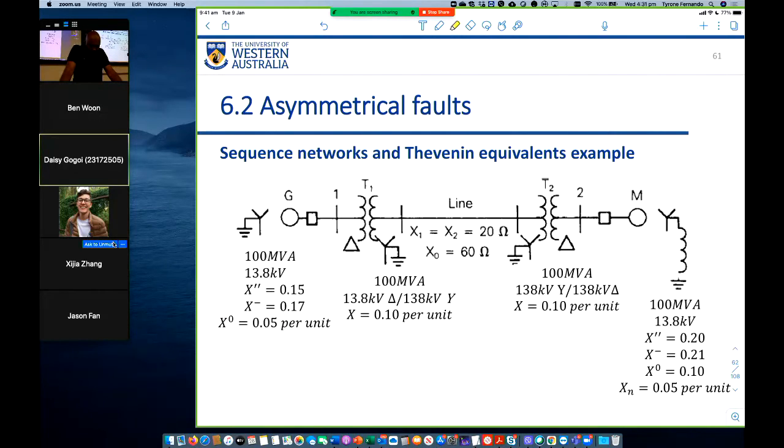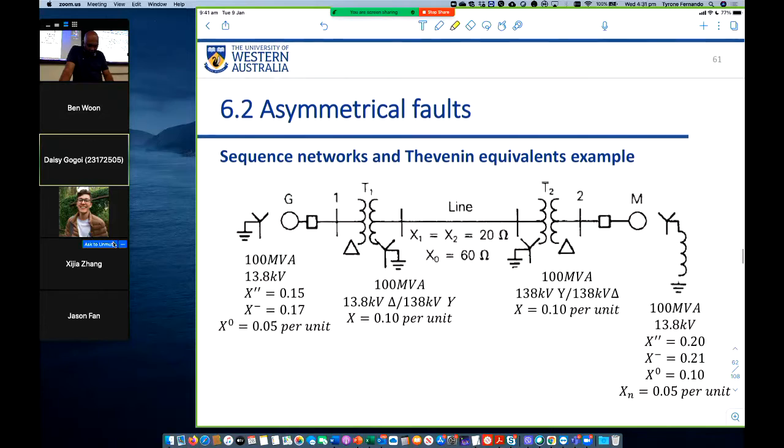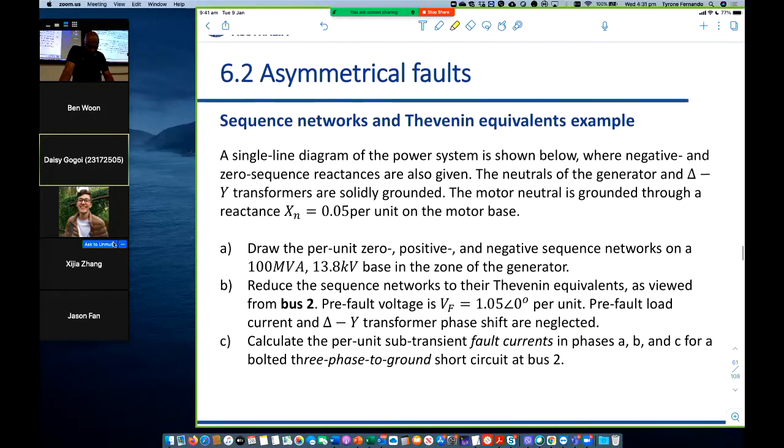And then we have the impedance values for the transformers T1 and T2. You can see that we have the voltage ratings for the delta and the Y. And we have the power ratings, which is an apparent power of 100 megavolt amps for the transformer. The generator rating is also 100 megavolt amps, and the motor on the right is 100 megavolt amps as well. So, what do we have?